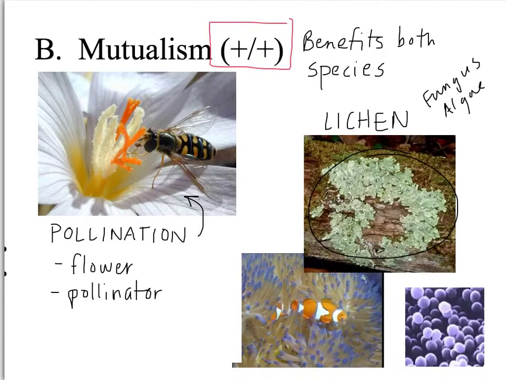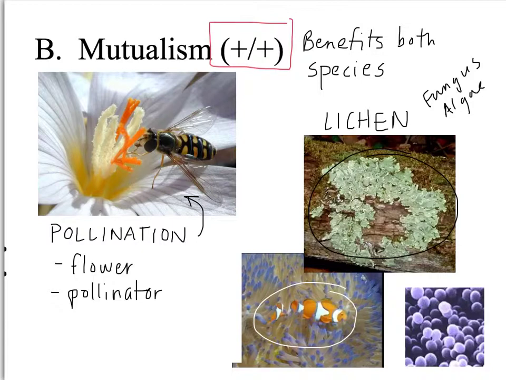The algae goes through photosynthesis to make sugar for the fungus, and the fungus helps with water regulation for the algae. So again, it's a plus-plus relationship. This one down here at the bottom, below the lichen, a lot of people are familiar with. That's a clownfish and a sea anemone. They both benefit each other. The sea anemone gets cleaned by the clownfish, and the clownfish gets food and protection from the anemone.